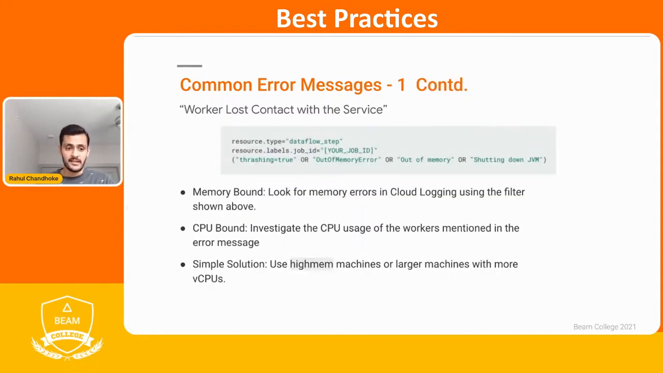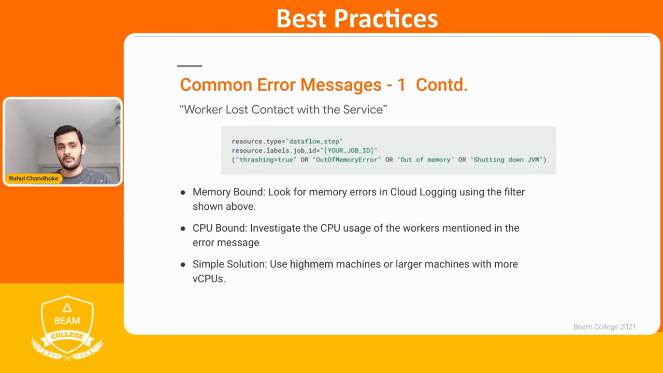Moving on, there are some predefined filters, like the one that is currently shown. You can use this filter in your cloud logging for your job, and this should help you identify if your job did run into these memory issues. Basically, you would see out of memory exceptions thrown by your workers for your pipeline.